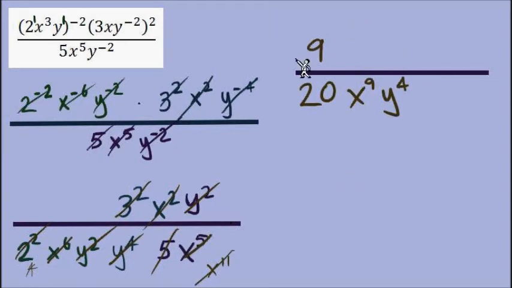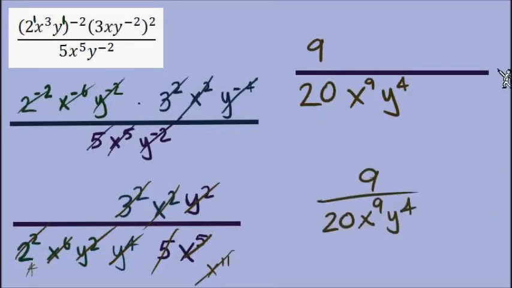And now we're pretty much done. I do a quick check to see that I don't have any exponents outside of parentheses anymore. That was our very first move. I want to make sure that I don't have any negative exponents, and I want to make sure that this fraction is simplified, and it is, so we're finished. I'll just rewrite it so I don't have this massive fraction bar, just a properly sized fraction bar. 9 over 20, x to the 9th, y to the 4th.